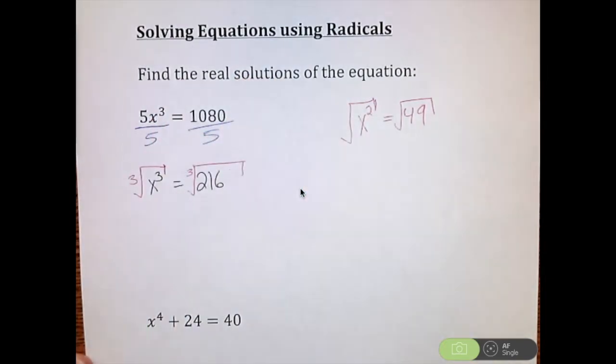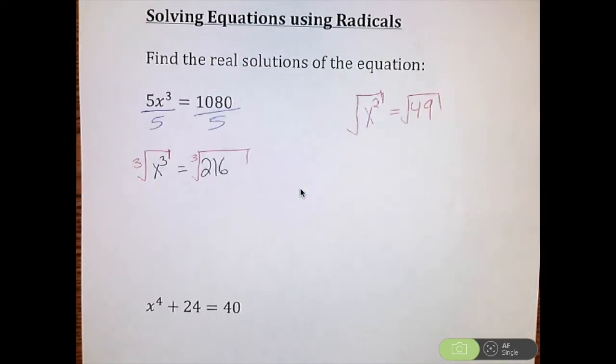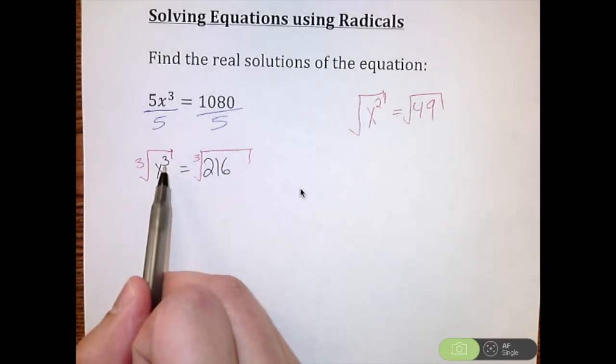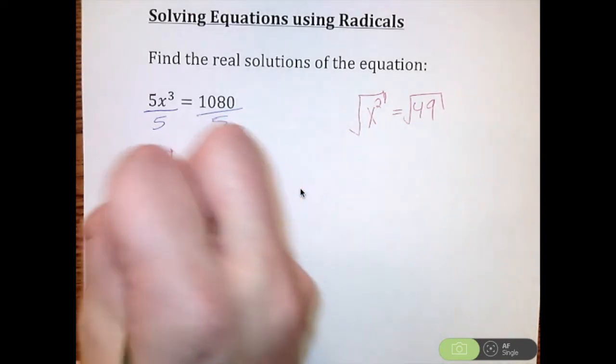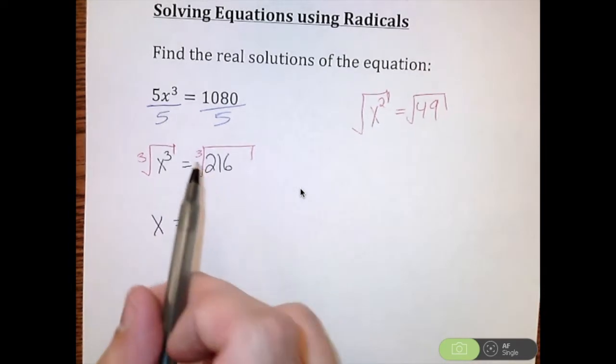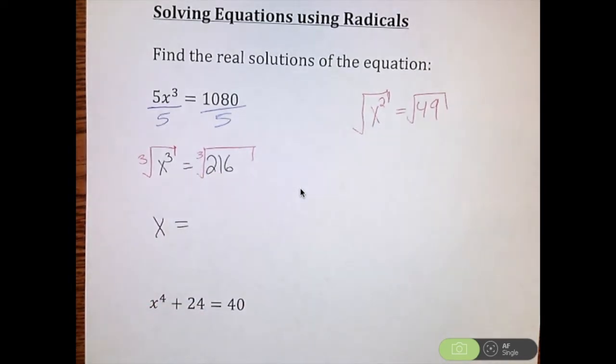So I have to take the third root of 216. What's going to happen on the left side is that when you have the third root of something to the third power, those are inverse operations, so you're just left with x. On the right side, we're going to take the third root of 216.